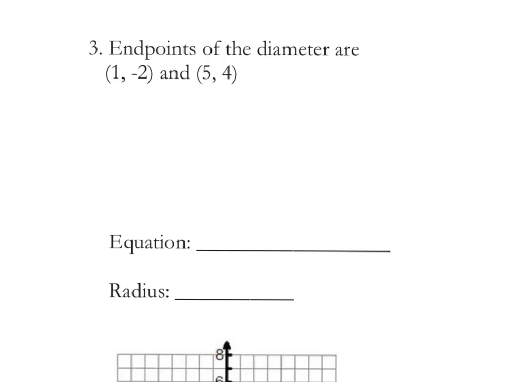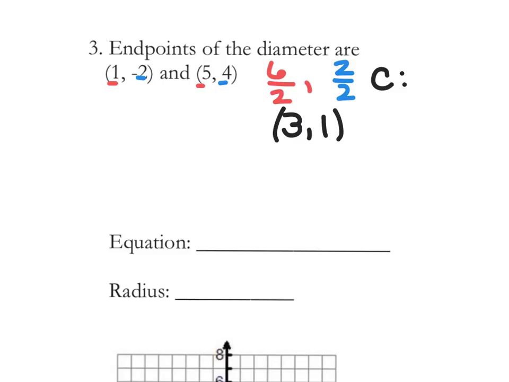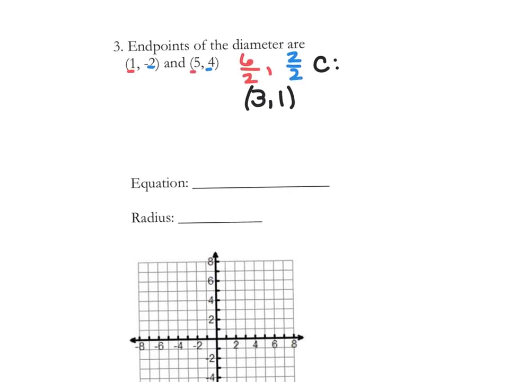So x plus x divided by 2. That's 1 plus 5, so that's 6 divided by 2. We're just taking the average of the points, guys. That's it. -2 and 4, so that is 2 over 2. So the center is 3, 1. That's the start of the problem.